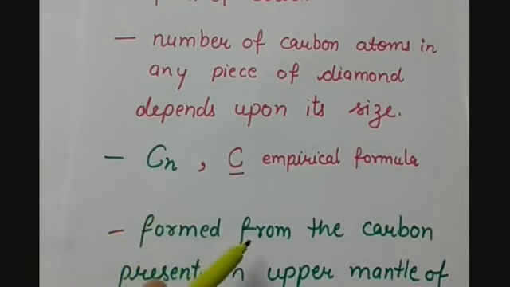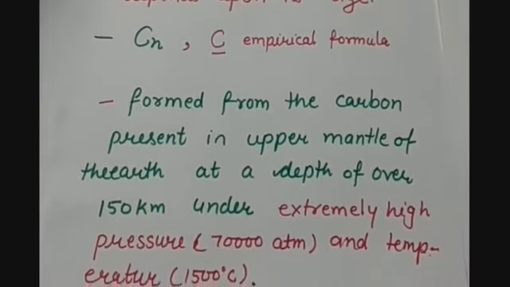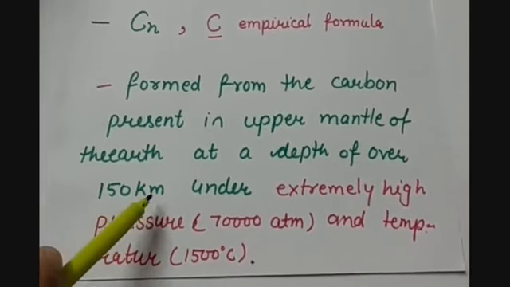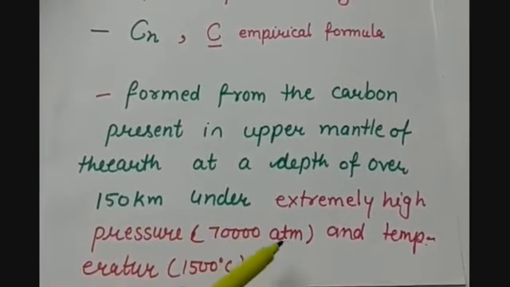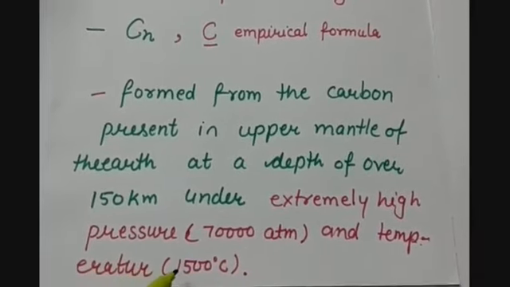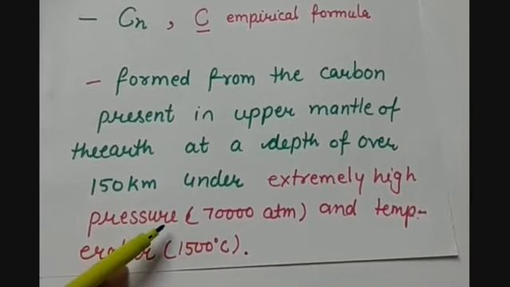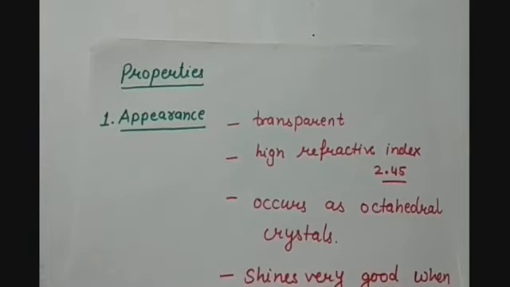Diamond is formed from the carbon present in the upper mantle of the earth, over 150 kilometers deep, under extremely high pressure, that is 70,000 atmospheres, and a temperature of 1500 degrees Celsius, which is really a high temperature. Under these extreme conditions the formation of diamond takes place. Now let us see some of the properties of diamond.